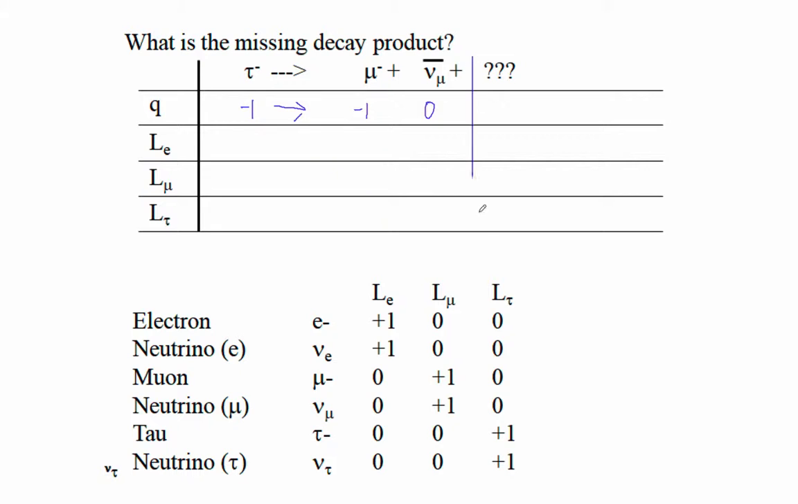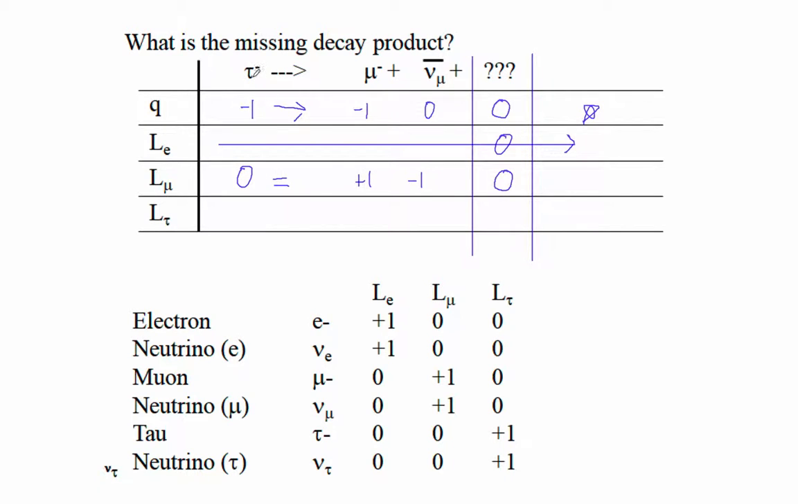And so if we're trying to figure out what this guy is, this guy's going to have no charge because charge is already balanced. We don't need something to balance the charge. There are no electrons here, so this is going to have 0 electron number. There are muons, so let's see, we got 0 is equal to +1, -1. Okay, so muon number is already balanced. It's going to have a 0 muon number, right?